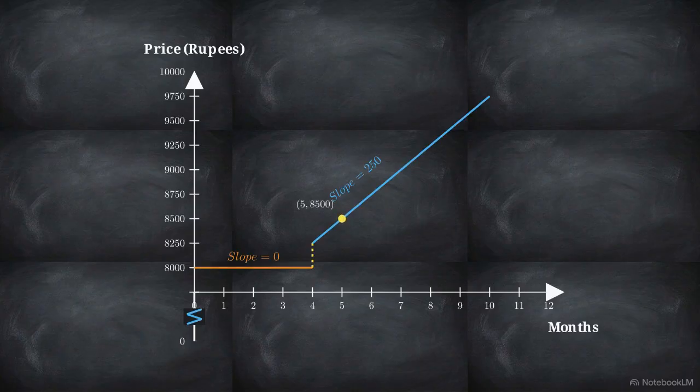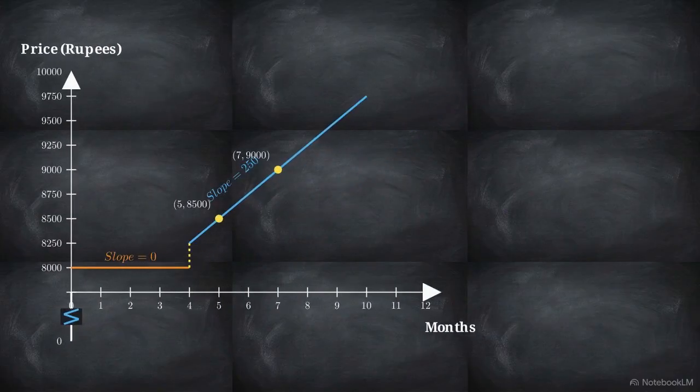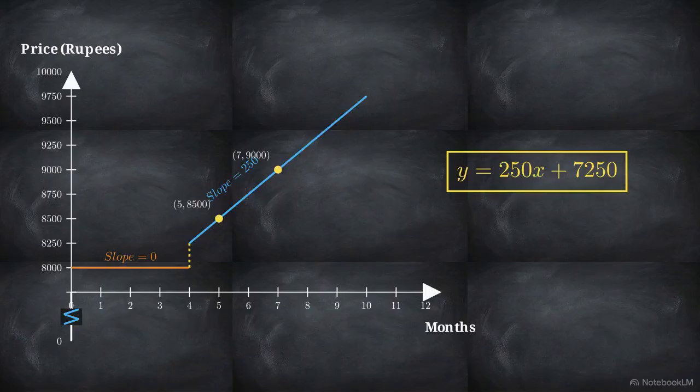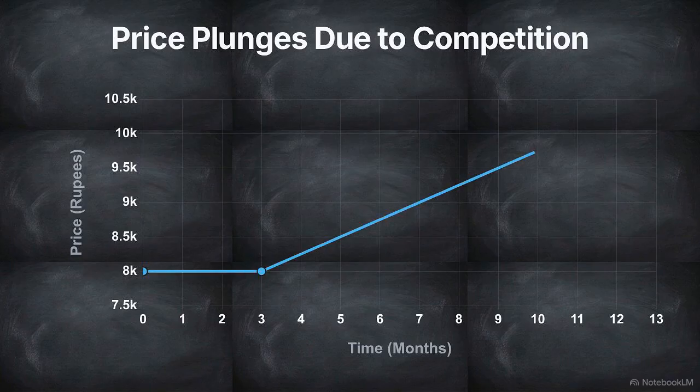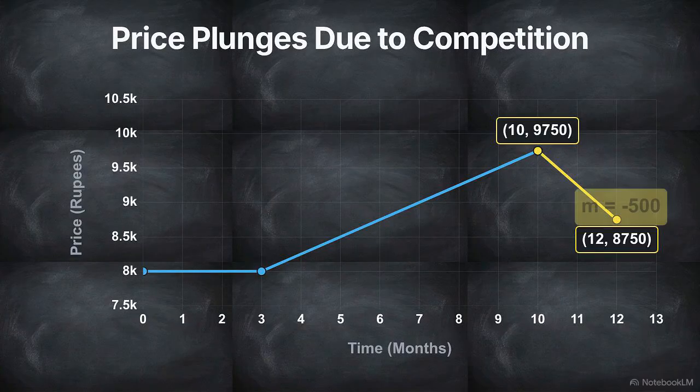To find the exact algebraic equation for this growth, we only need to identify 2 coordinates along the path, like month 5 at 8,500 and month 7 at 9,000. Plugging these values into the 2-point form locks in the mathematical formula for the entire upward trend. But in January, a competitor launches a cheaper alternative, forcing our company to aggressively drop their price by 500 rupees a month. This negative rate of change directly translates to a negative slope on our grid. We plot the drop from January to March, giving this segment a slope of negative 500.